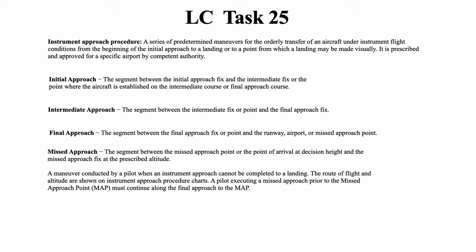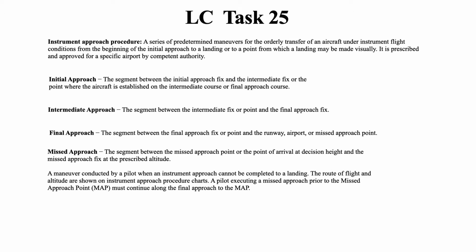Now, there are different parts of the instrument approach procedure. There's the initial approach, which is a segment between the initial approach fix and the intermediate fix, or the point where the aircraft is established on the intermediate course or final approach course. The intermediate approach is a segment between the intermediate fix or point and the final approach fix. The final approach is a segment between the final approach fix or point and the runway, airport, or missed approach point. The missed approach is a segment between the missed approach point or the point of arrival at decision height and the missed approach fix at a prescribed altitude.